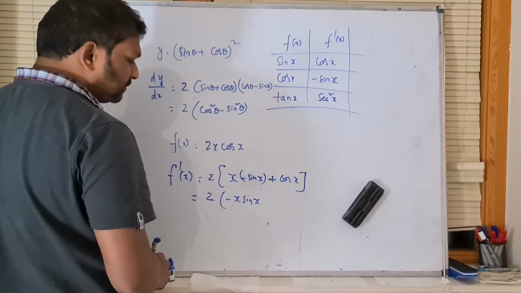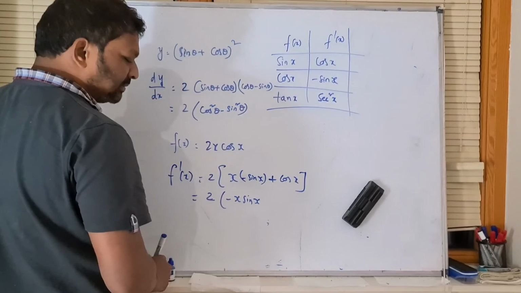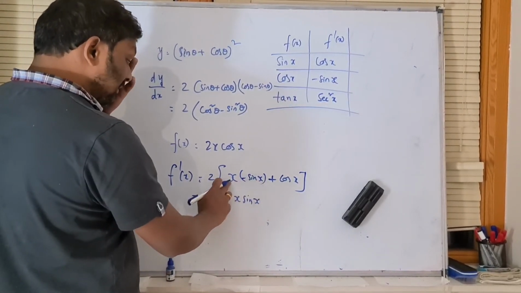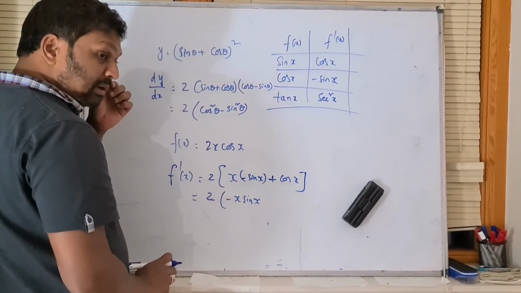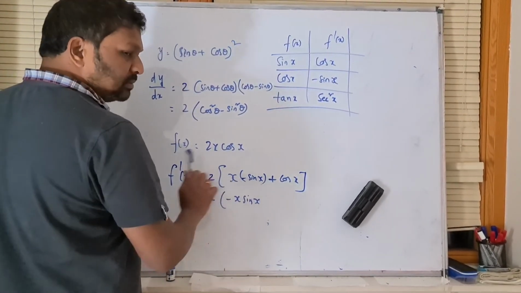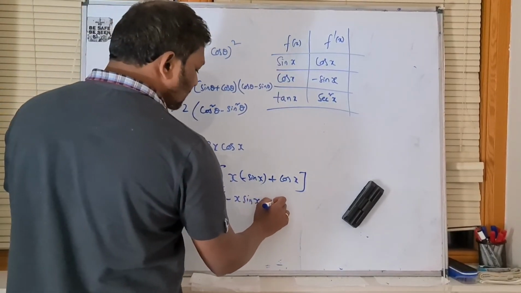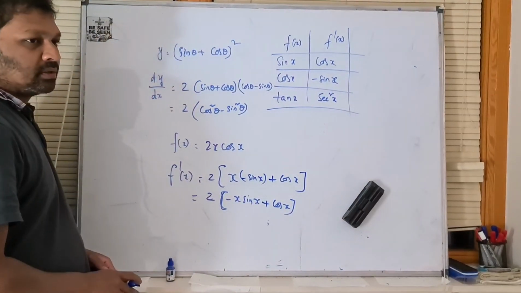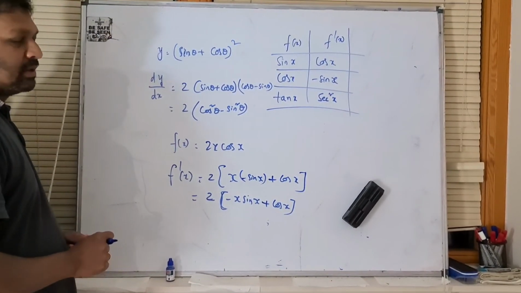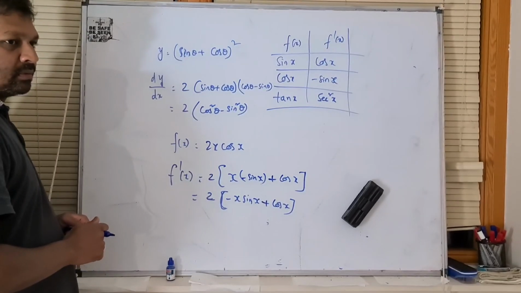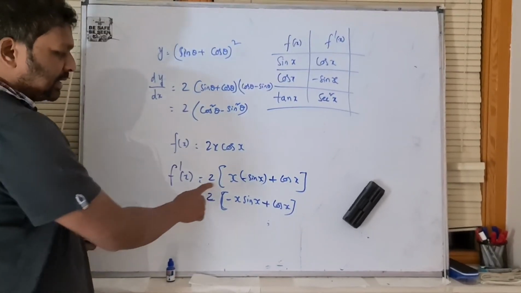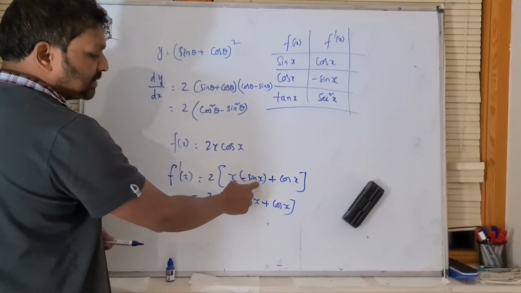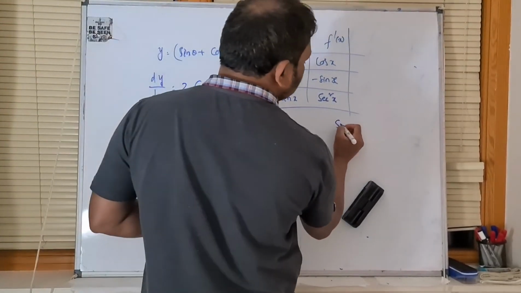You should not do it like that. This is sin x, this is x. It won't become sin x squared. You should not multiply this one and then add cos x. Plus into minus is minus, so you get minus x sin x, and then plus cos x.